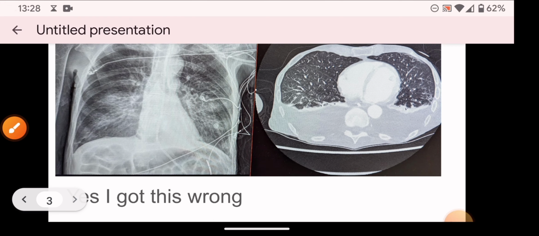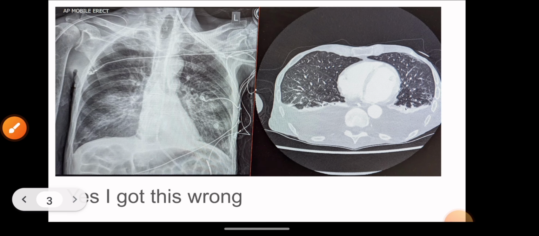Anyway, hope that clears a few things up. Just use words like hilum, vascular opacity, costophrenic angles, and lobar opacity. I'll use some other pretty pictures for lobar opacity coming up.